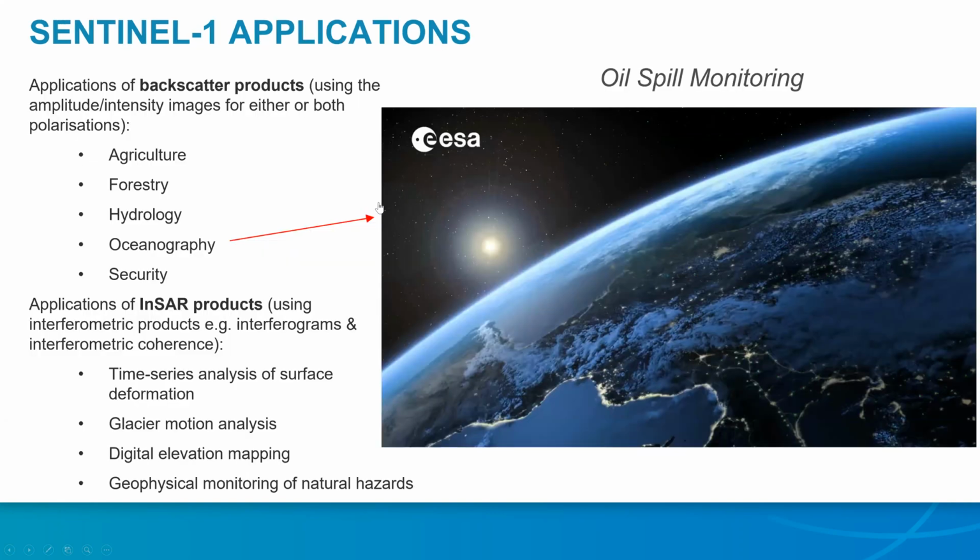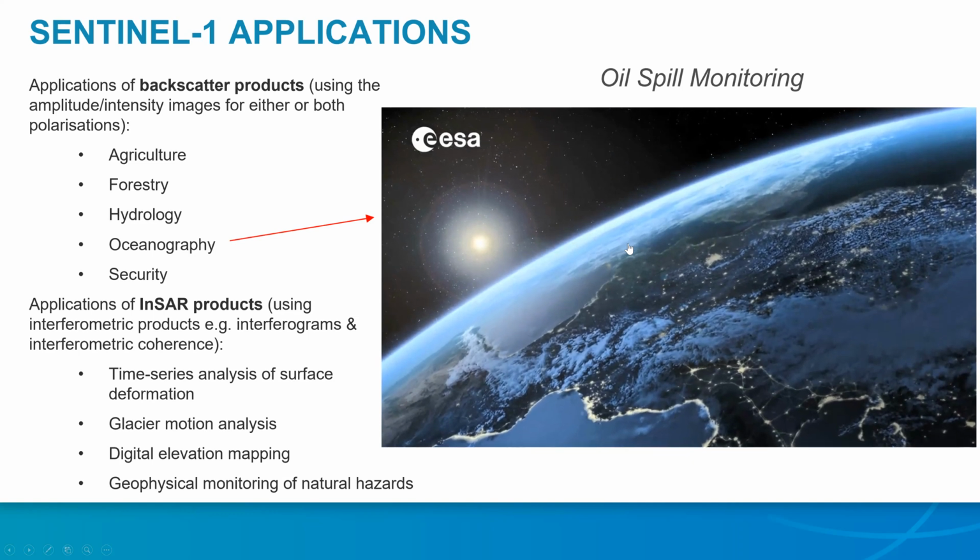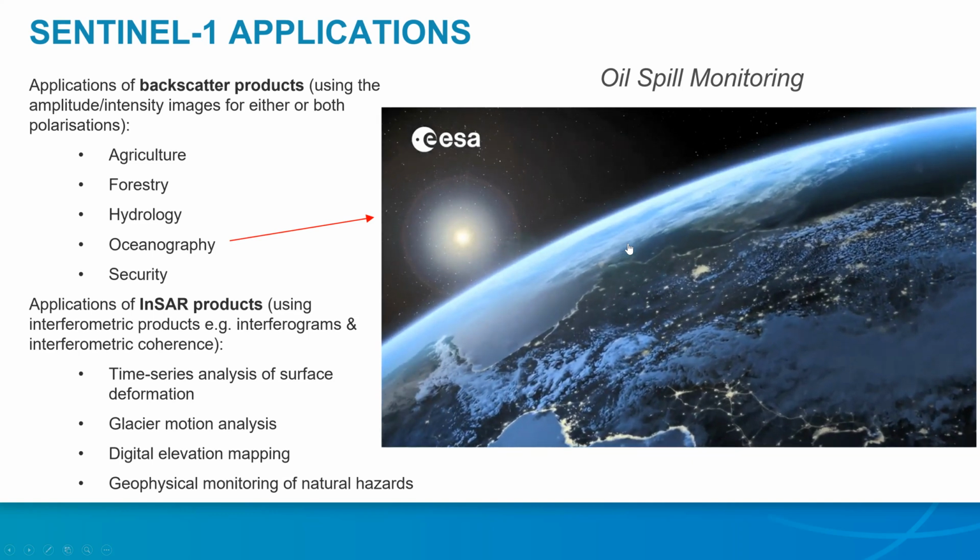SAR applications can be split into applications of backscatter products and applications of InSAR products. Backscatter is a measure of the strength of the polarized backscatter, and InSAR refers to interferometric SAR, which is using 2 or more images to look at change via differences in the phase of the wave. It can potentially measure millimeter scale changes over days to years.